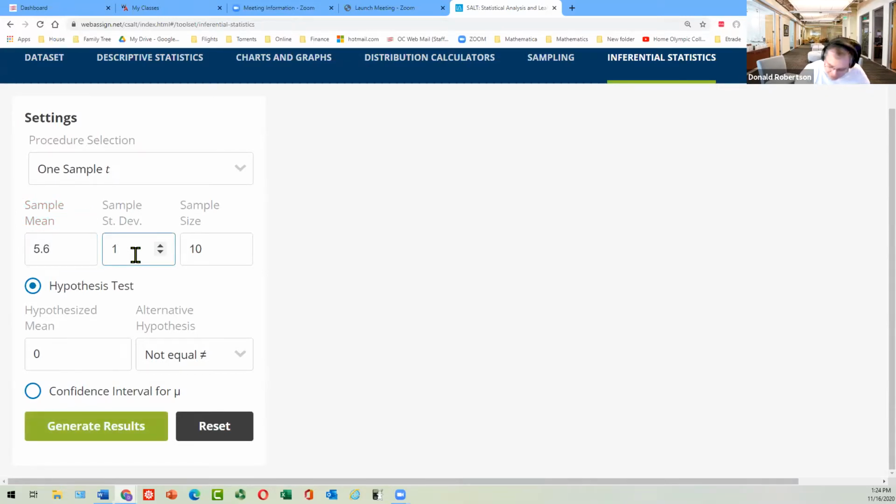The sample standard deviation was 0.6 in my story. The sample size, not the degrees of freedom, but the sample size was 12. So you don't even need to take one away, right? It'll do that for you as well. Isn't that nice of them?